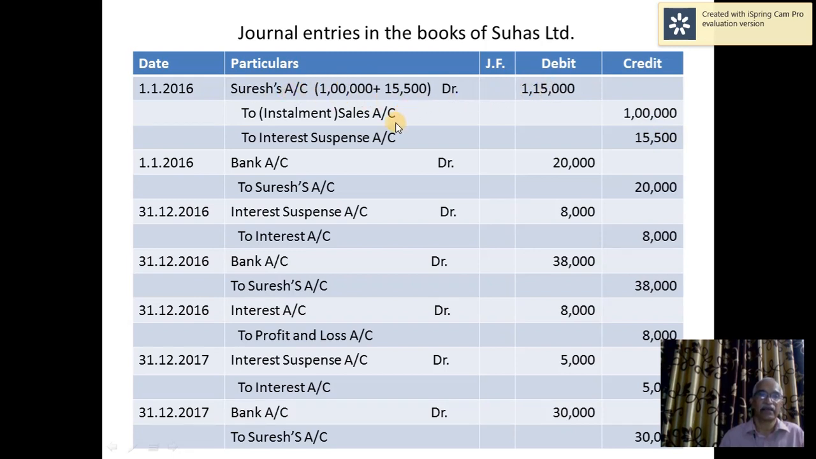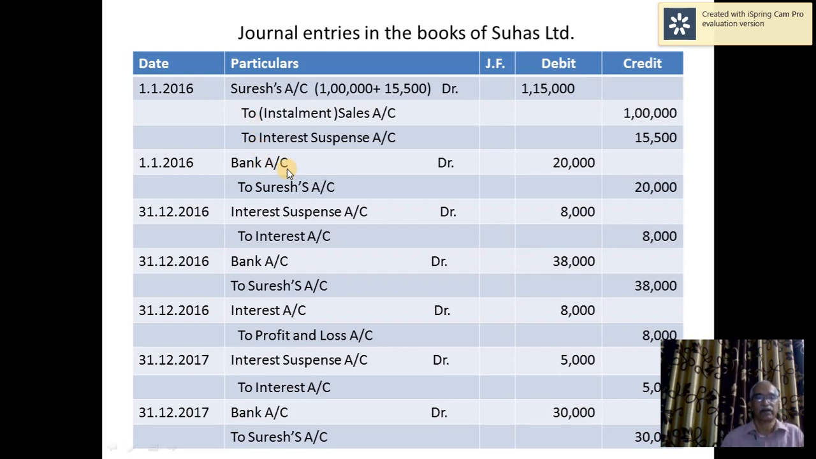In the case of hire purchase system, the entry would have been Suresh's account debit 1 lakh to hire sales account 1 lakh. Only that much. Interest will not be considered at the beginning. But here total interest will be considered, and that will be debited to this account and credited to interest suspense account. Okay. Then you are receiving the down payment from Suresh.